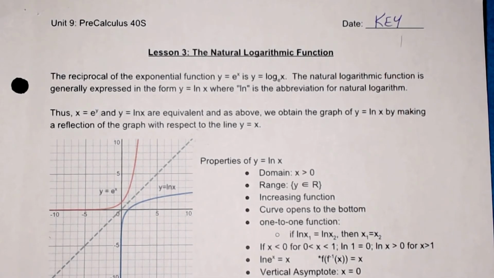So it's got some properties. The domain is x is greater than 0. The range is all y values. It's an increasing function. The curve opens to the bottom. It's a 1-to-1 function. So ln x1 equals ln x2, and therefore x1 equals x2. Ln x is less than 0 for 0 is less than x is less than 1, then the natural log of 1 equals 0, and ln x is greater than 0 for x is greater than 1. And we have a vertical asymptote at x equals 0.